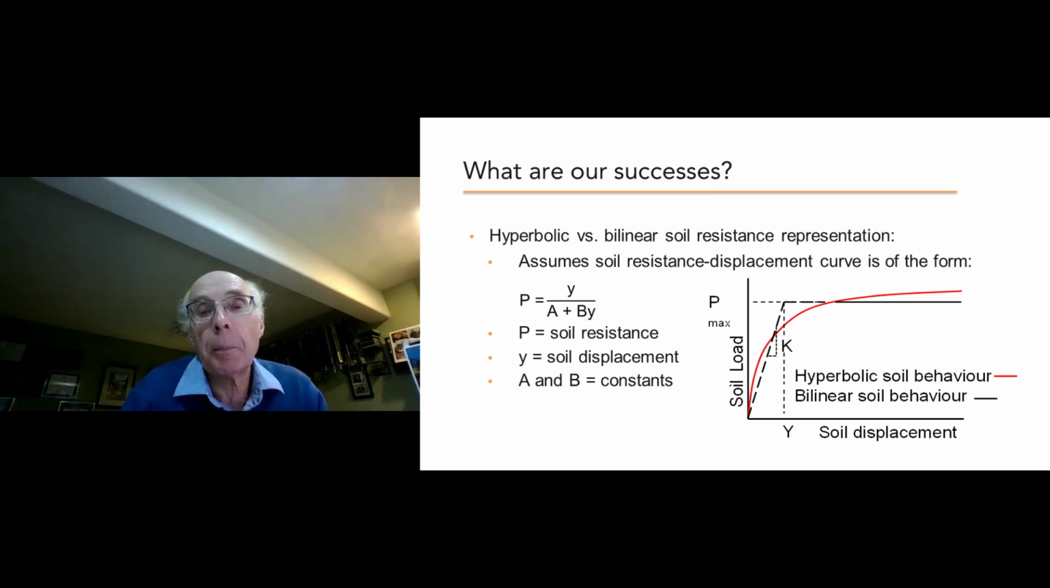The advantage of a hyperbolic soil representation, there are two main advantages. One is that you can see that it is stiffer at low soil displacements. The curve is more vertical, and then it turns over and becomes horizontal. The other advantage is that it's a continuous function as opposed to the bilinear, where you would get to some yield soil displacement and then the soil displacement would increase, but there would be no increase in load. So it all of a sudden would go flat. So that's clearly not a real representation. It's a simplistic representation. The hyperbolic soil behavior is much more realistic in terms of real soil behavior.